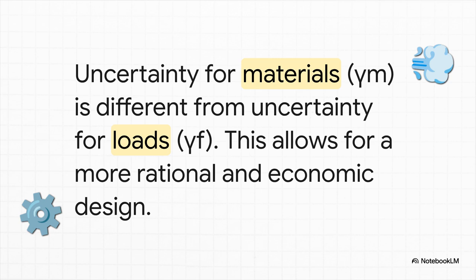But wait, why have two separate safety factors? Why not just one big one like the old days? Well, this is arguably the smartest part of the whole system. It's because our level of uncertainty is different for different things. For instance, we have incredibly tight quality control over steel made in a factory, so its material safety factor can be pretty small. But trying to predict the absolute maximum wind speed a building will see over the next 50 years, that's way more uncertain, so its load factor needs to be much, much larger. This method lets us intelligently apply safety margins exactly where they are needed most. It's rational and it's economic.